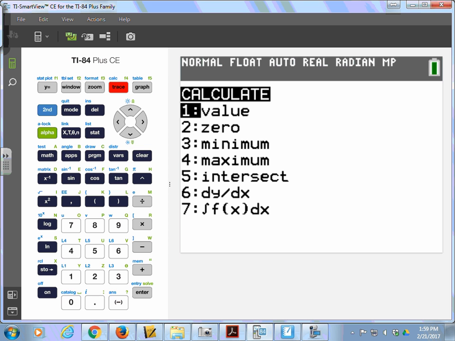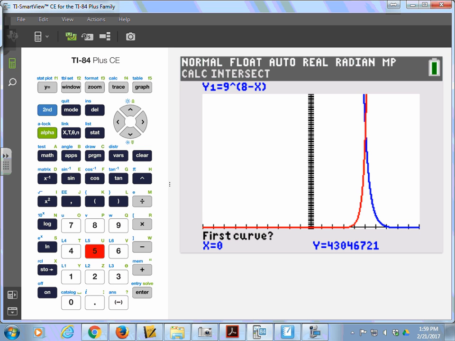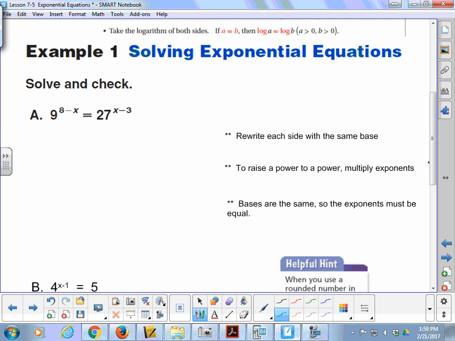Number 5, intersection. And then we're just going to hit enter 3 times. It only happens once in my picture, so I just need to enter 3 times: once for the first curve, once for the second curve, and once for guess. So the answer here is x equals 5. So we know the answer. x equals 5.